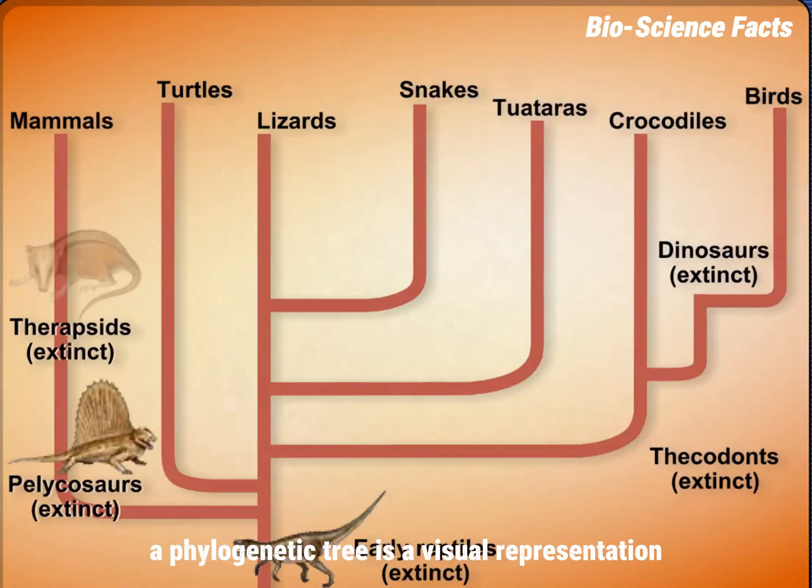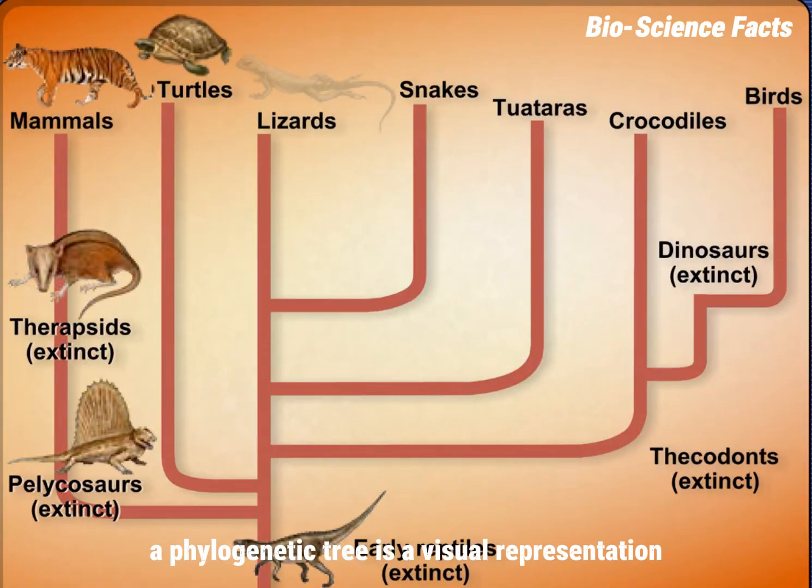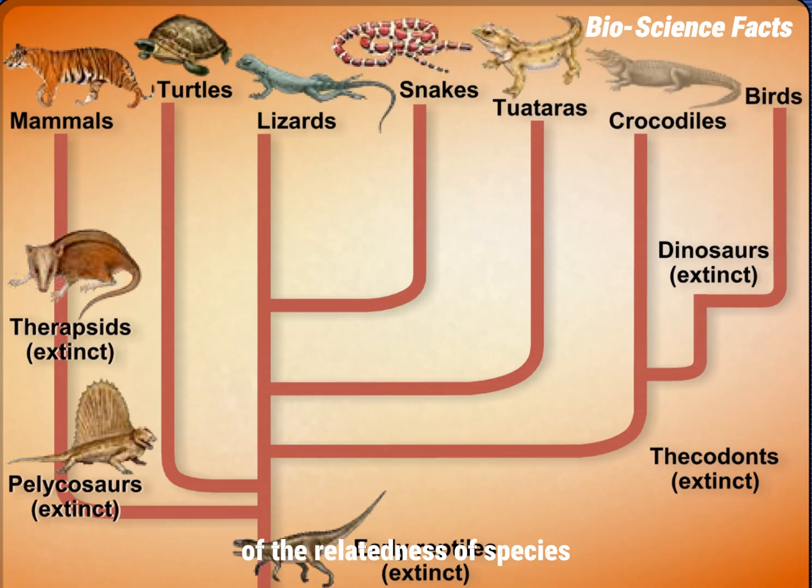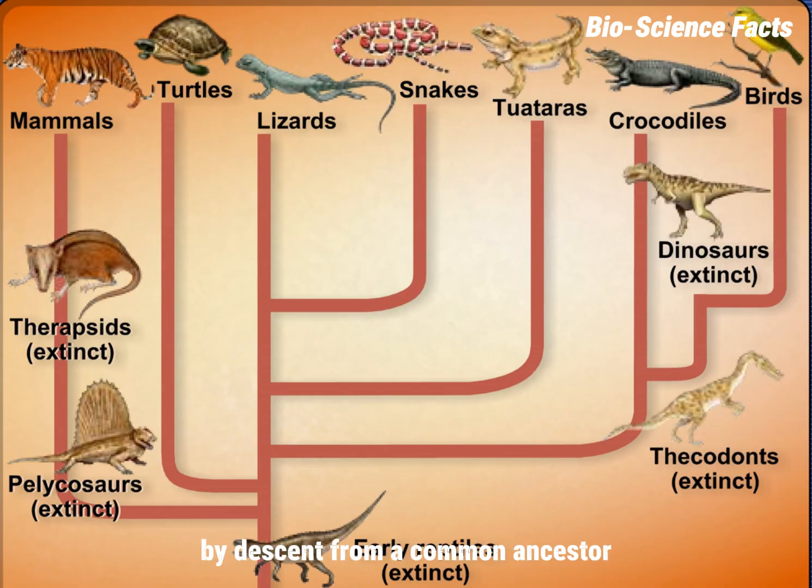A phylogenetic tree is a visual representation of the relatedness of species by descent from a common ancestor. The branch tips represent existing species. The branches connect the common ancestor, and the nodes depict where one species diverged into two or more species.